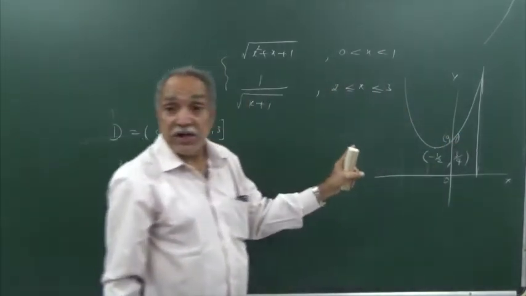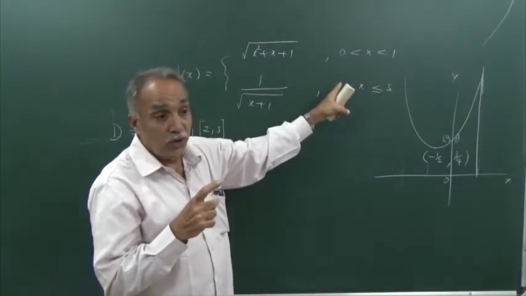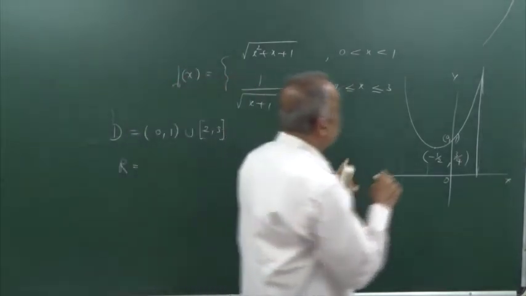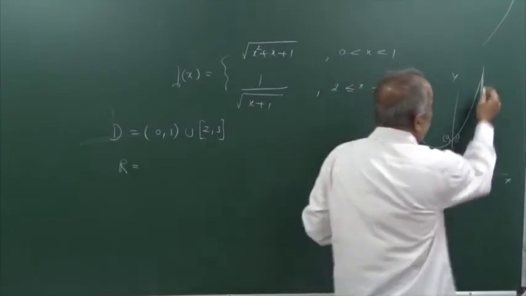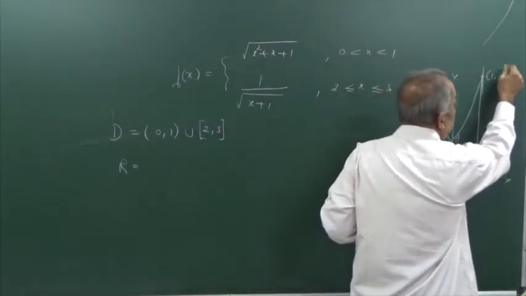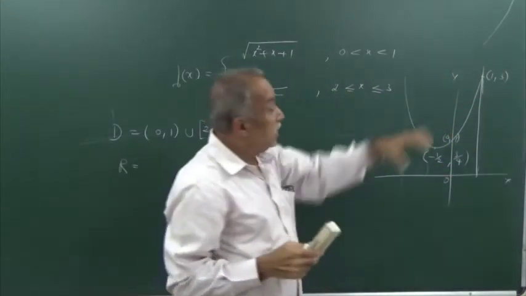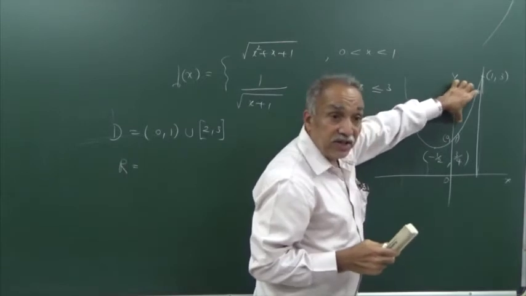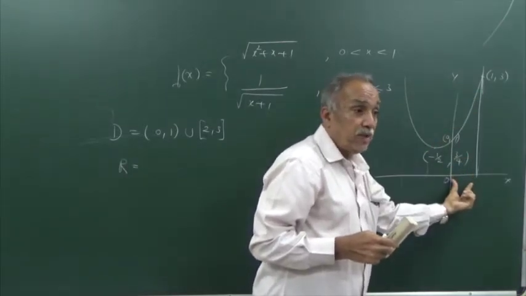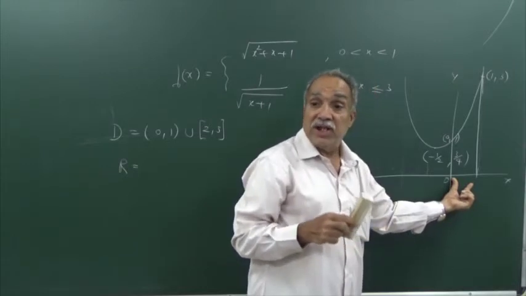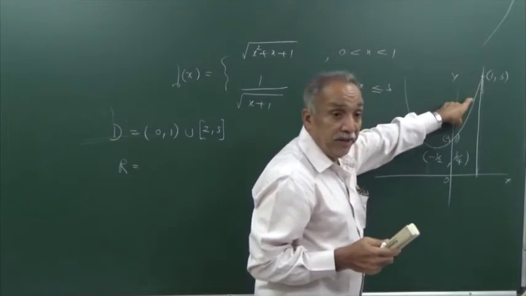This will be the starting point of the segment corresponding to the interval 0 to 1. Then the ending point has x coordinate 1. Apply x equal to 1, you get y coordinate 3, so the point will have coordinates (1, 3). This segment is the segment lying over the interval 0 to 1. The graph of x square plus x plus 1 corresponding to the interval will be this segment.